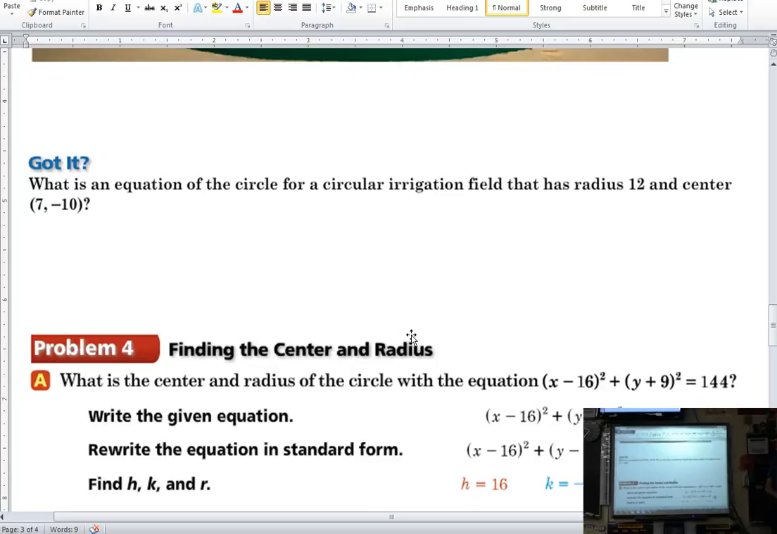Now we want to put it in the standard circle form and in our y equals form. So radius of 12, center of 7, negative 10.